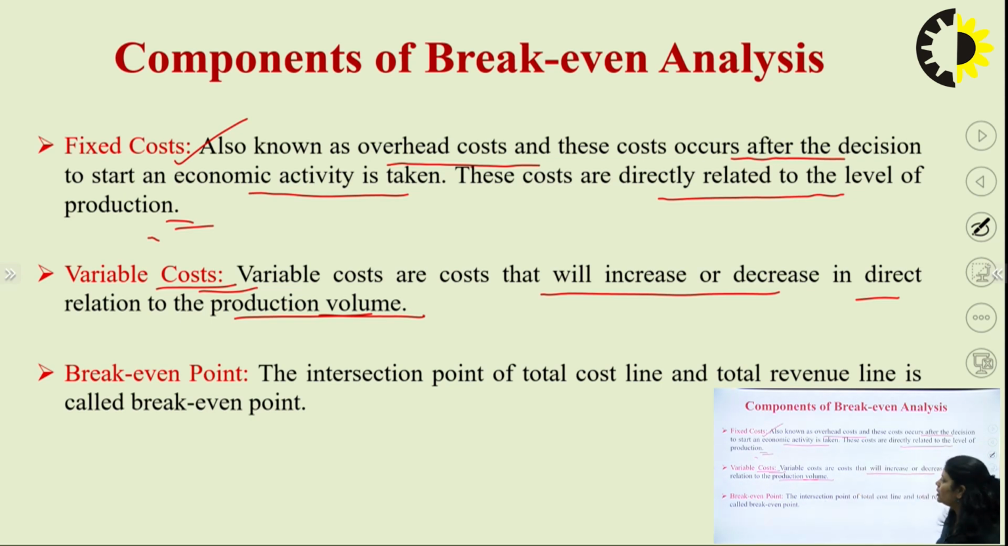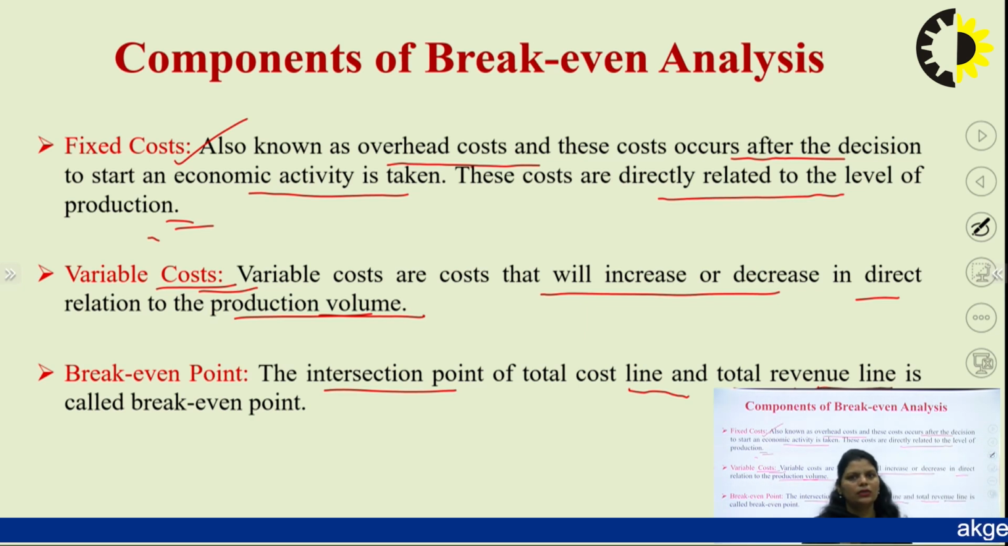Then we have the break-even point. What is the break-even point? It is the intersection point of the total cost line and the total revenue line. That point of intersection is known as the break-even point. With the help of this break-even analysis, we basically find out the relationship between the fixed cost, variable cost, total cost and the total revenue.